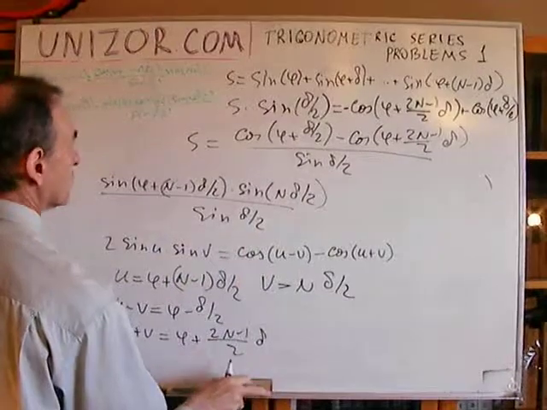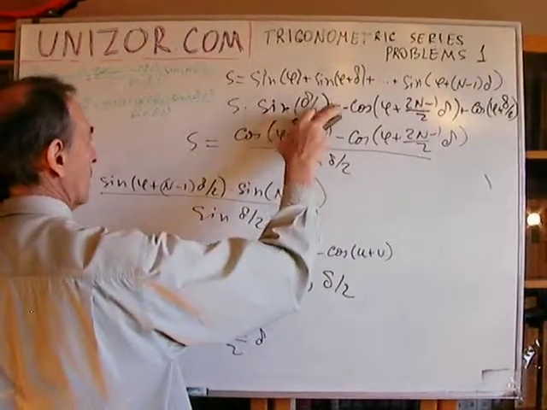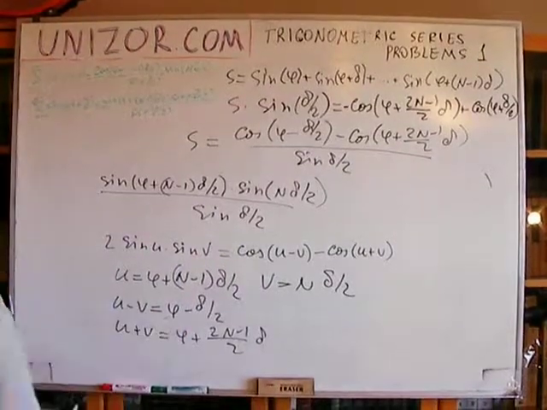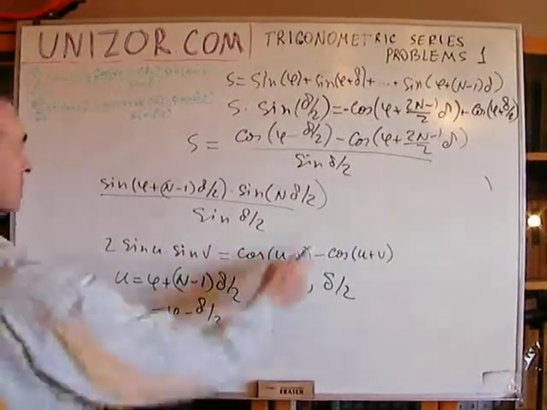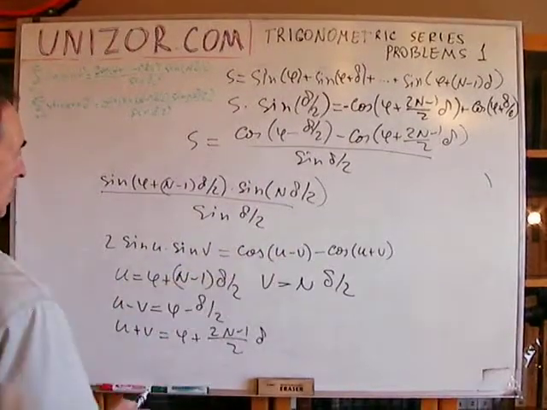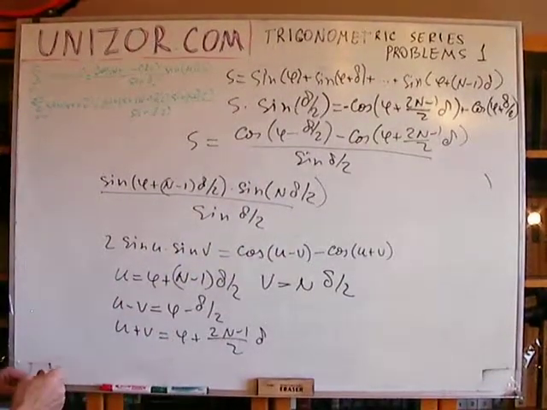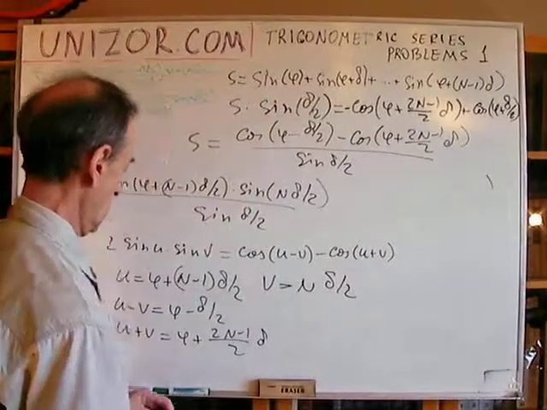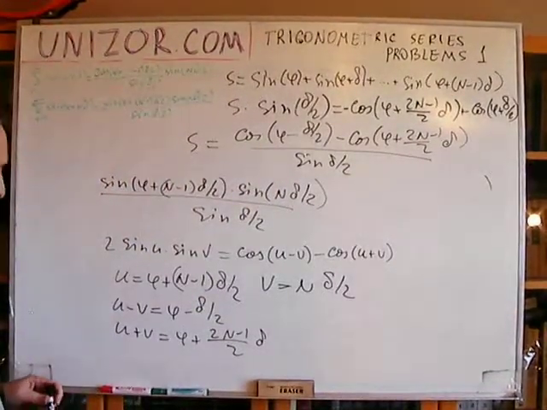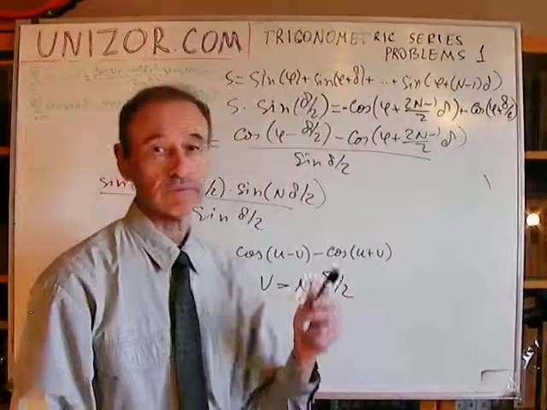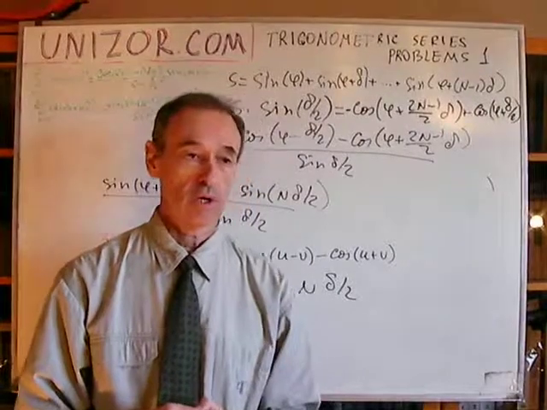Here, I actually made a mistake. That should be minus. Right. So cosine of this and cosine of this. Yes. I think I made a mistake when I was transferring the formulas from one to another. So basically, that corresponds to the formula which I have derived in the previous lecture.